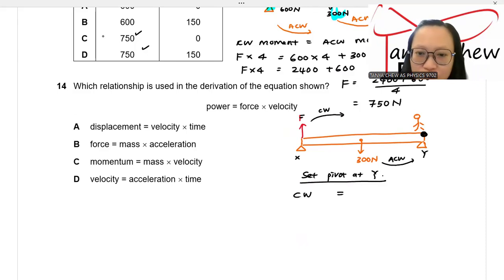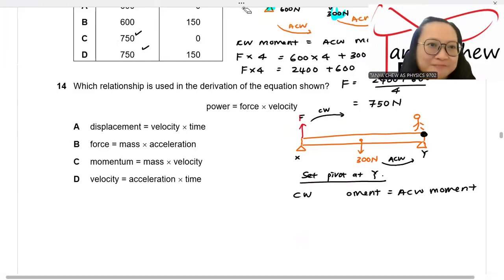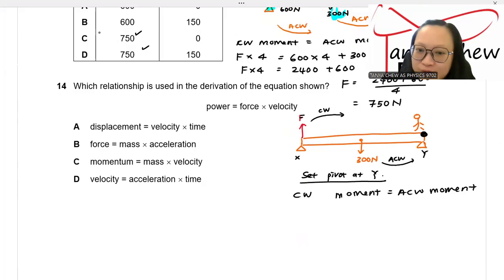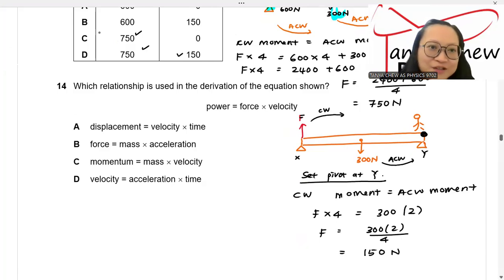Clockwise moment is equal to anti-clockwise moment. Clockwise moment, the force times the perpendicular distance, which is 4 meters, is equal to the anti-clockwise moment, the force 300 Newton multiplied by 2. Why multiplied by 2? Because the weight of the plank acts exactly at the center of the plank. That is why F is equal to 300 times 2 divided by 4, and you get 150 Newton. D is the answer.